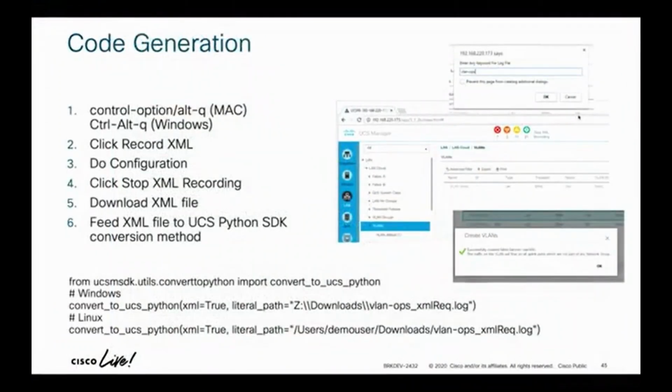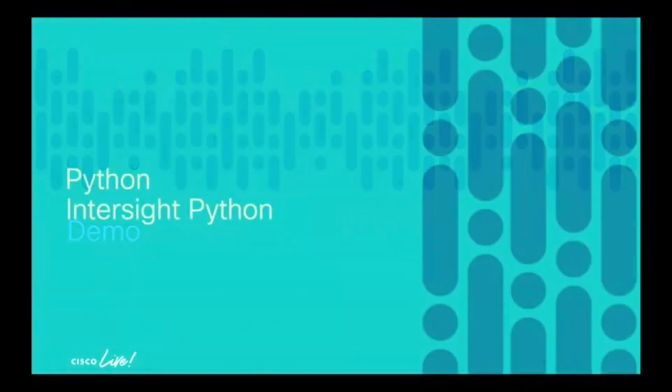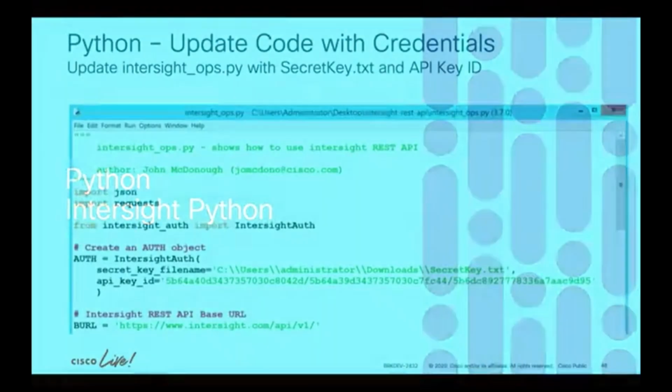How do you generate code in Python? The same way you did in PowerShell. You capture the log of the operations you're doing. You load a utility function called connect to use. You load the module called USM SDK utils convert to Python, import the function called convert to UCS Python, and then you process that file, and in your Python session, you will get the Python code to create what you want to via Python. So we kind of did that at the same time there.